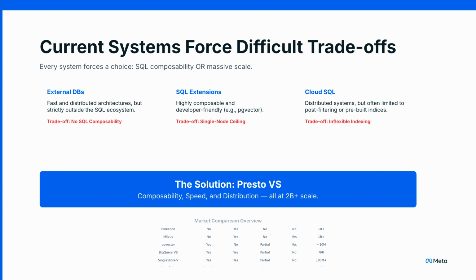There are also SQL extensions like pgvector. They support SQL, but they are single node, they are not scalable. There are also cloud solutions such as Google SQL, right? They start to introduce vector search, but they only support post filter. You have to build everything in the vector index. Again, if you want composable vector search, as I illustrated earlier with the example, you find yourself having to stitch together multiple systems, which is a hassle.